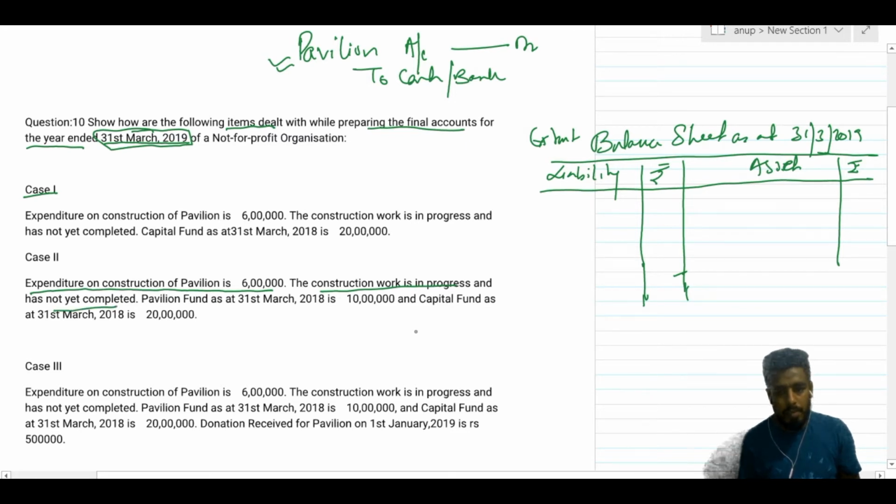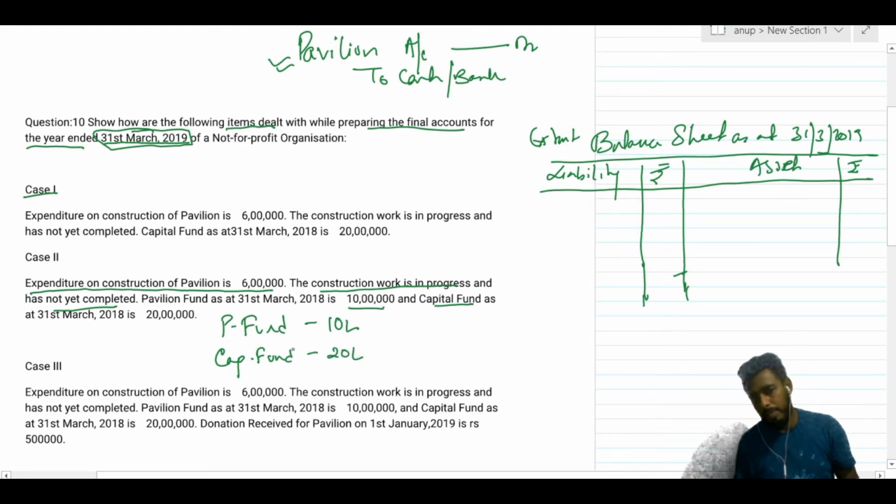Yes, there is a pavilion fund now. There is already a pavilion fund of rupees 10 lakh, and there is also a capital fund of 20 lakh. So there is opening pavilion fund and opening capital fund of 10 lakh and 20 lakh respectively. So let us understand what has happened here.